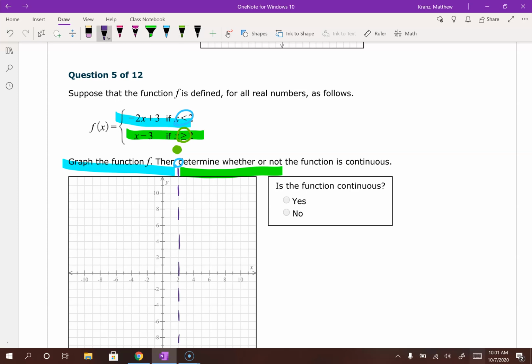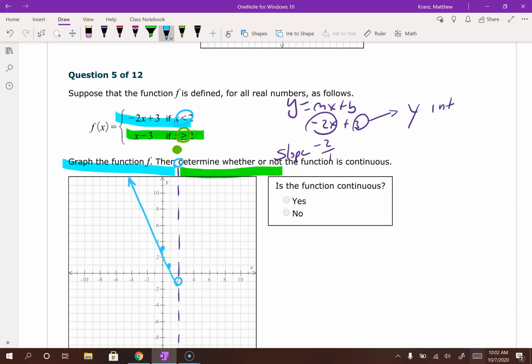So we can go ahead and graph this by using y equals mx plus b, the slope-intercept form. So I have negative 2x plus 3. This is my y-intercept, and this is my slope of negative 2 over 1. So with my blue pen, I'm going to go ahead and graph this. My y-intercept is positive 3, and my slope is negative 2 over 1, so down 2 and over 1. But you see how this is going to bring me right on that line? So I put my open circle. So now when I graph this, it's going to look like this.